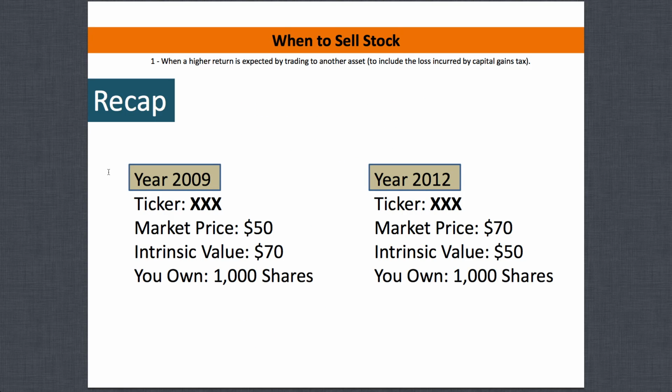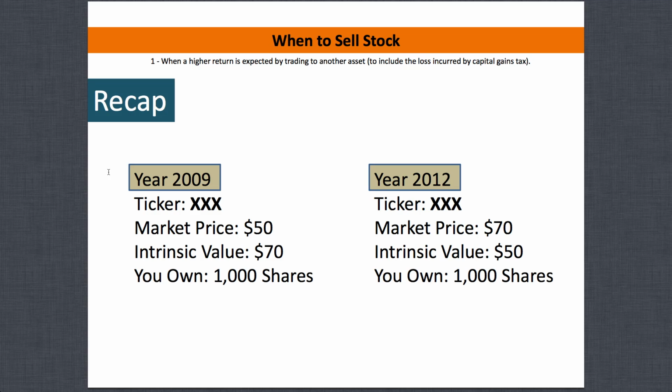Okay, so here's a quick recap. In 2009, we're going to assume that that's when we purchased company XXX, okay? We bought it at a market price of $50. We thought that the intrinsic value was $70, so we bought 1,000 shares, okay? 3 years later, we still own the same company, and the market price came up to $70 a share, but then the intrinsic value went down to $50, and we still own those 1,000 shares.